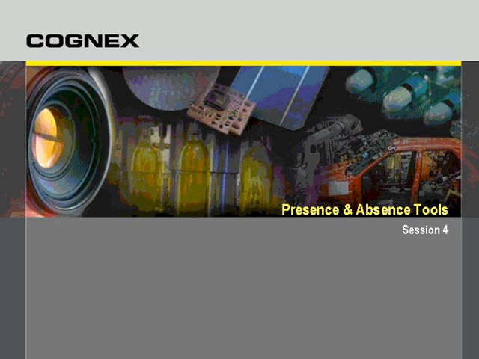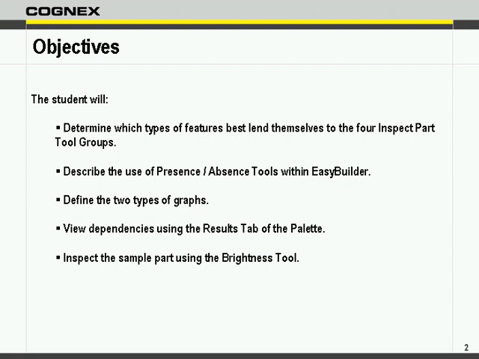What we have here is the EasyBuilder PowerPoint slides, which we present in class, and they are also here on our online session. So what we're going to do is determine some of the different types of presence-absence tools, describe some of those uses, and we're going to look at some graphs and jump over to the spreadsheet and look at some dependencies, how they are related to each other, and look at a simple brightness tool and implement it in a lab.